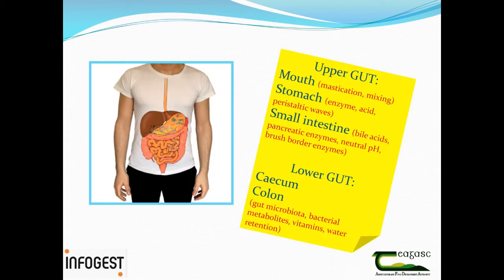In the last webinar, we focused on food digestion. So the mouth for mastication and mixing, the stomach for digestive enzymes, that very low acidic pH, the peristaltic waves, the small intestine, which has the addition of bile acids, the pancreatic digestive enzymes, that neutral pH, and of course the brush border enzymes. And then on to the lower gut, which is the cecum and colon, which has the gut microbiota. The bacterial metabolites are all produced, the short chain fatty acids, the vitamins are taken up, and water is retained.